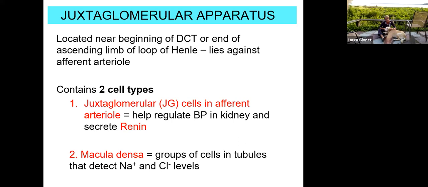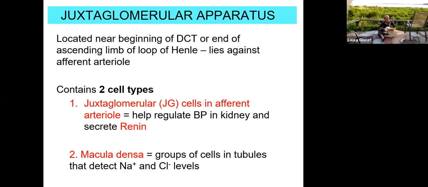There are two types of cells found there. The juxtaglomerular cells are on the afferent arteriole side, and those are the cells that release renin. So remember, and we're going to cover this again, that renin is part of the renin-angiotensin system. It is a hormone, an enzyme/hormone. So it makes sense, because hormones use the bloodstream, that the cells that produce the renin are going to be lining the afferent arteriole, so it goes right into the blood.